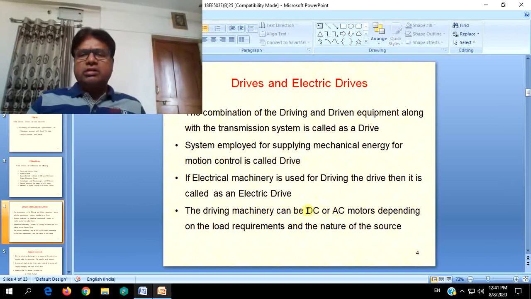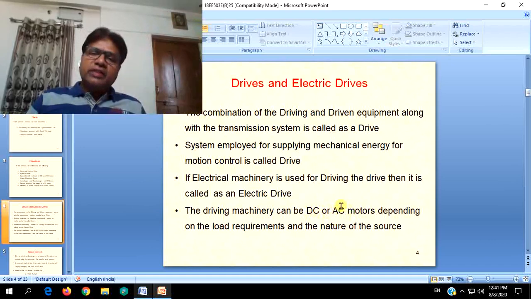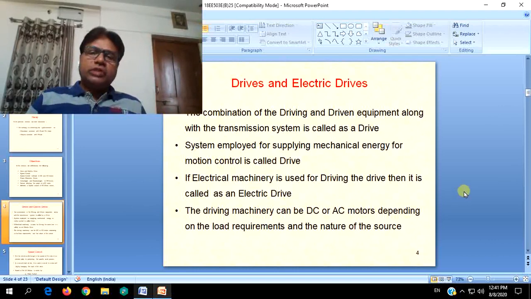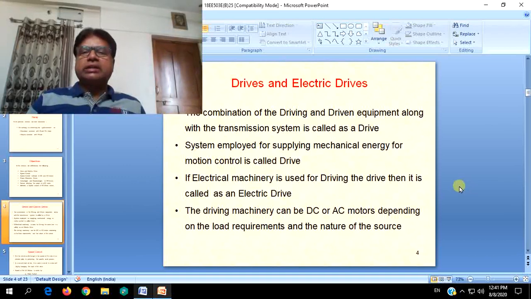Again, there are DC shunt, DC series or DC compound motors. When it comes to AC single phase motors or 3-phase motors, there are again induction motors, reluctance or synchronous motors. All those things will come into the picture. Depending on the need, you will be selecting them. So that is electric drive. An electric drive is nothing but a drive which is driven by an electrical motor.